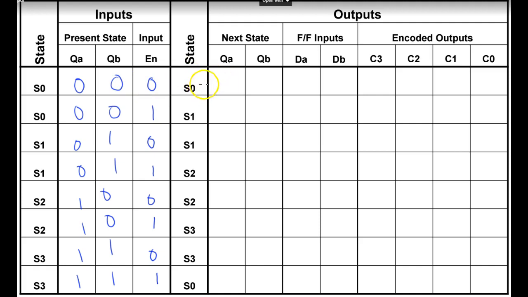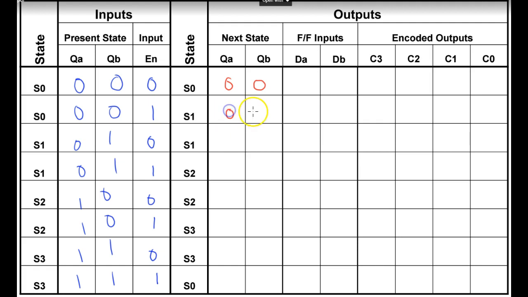The next thing we're going to do is take a look at what happens when we have those inputs. What state are we headed to? Think about those as the red lines on our previous diagram, so I'm going to draw them in red over here. When we're in state 0 and we don't press the enable button, our QA and QB are going to stay the same. When we're in state 0 and we do press the enable button, we're going to move to state 1.